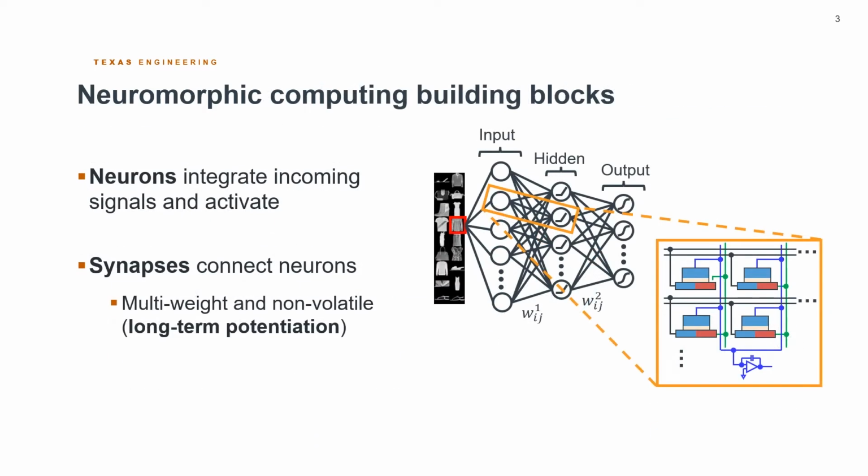Like their biological analogs, neuromorphic computing systems consist of two main building blocks. So first of all, there are neurons shown in the circles here. Neurons integrate the incoming signals, perform some activation, and output based on those signals. Now synapses connect the neurons, so they're the lines shown in this abstract diagram here, and they're required to be multi-weight and non-volatile. And the inset here is a circuit representation of what these synapses look like in a resistive crossbar array.